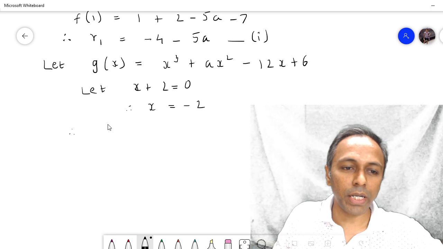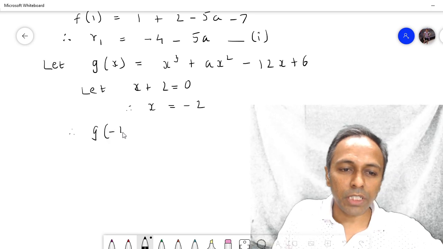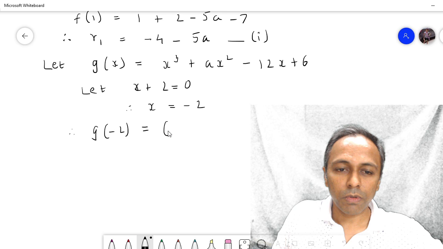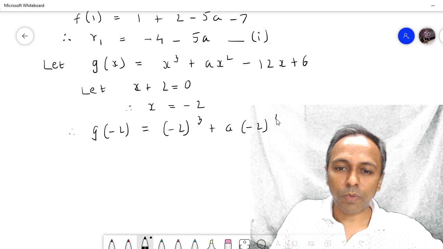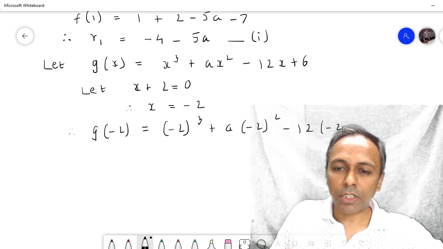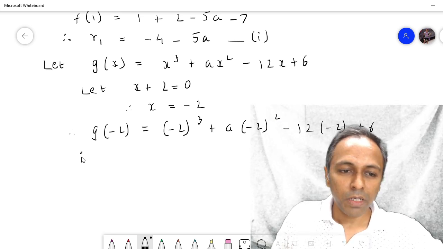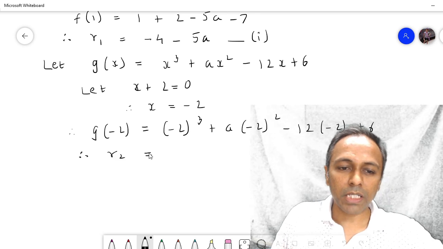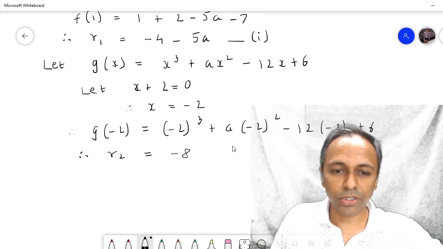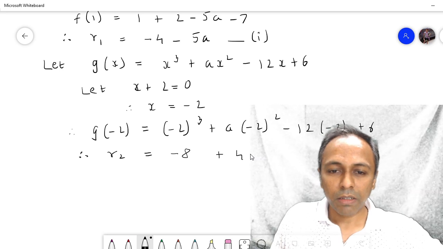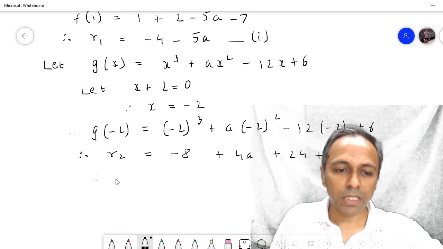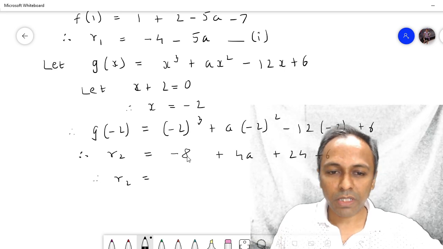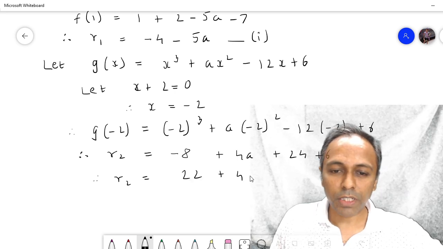This is the strategy for finding the remainder. Therefore g of minus 2 is equal to minus 2 cube plus a into minus 2 square minus 12 into minus 2 plus 6, but this remainder is denoted by them as r2. You can see the question. So minus 8 plus 4a plus 24 plus 6, therefore r2 becomes, we can add it, it is 30 and minus 8 is 22 plus 4a.